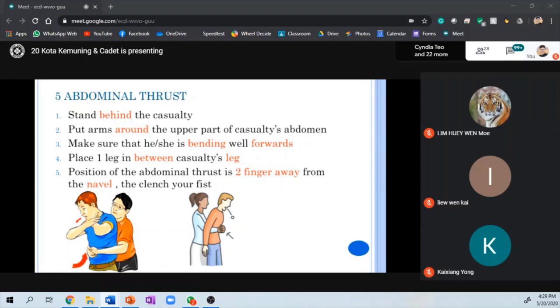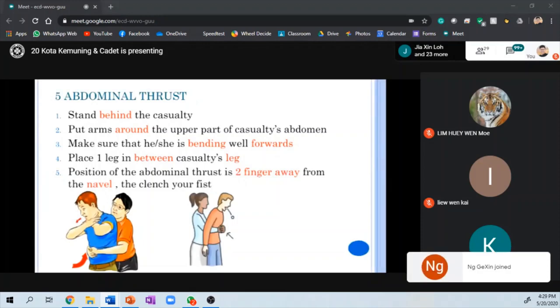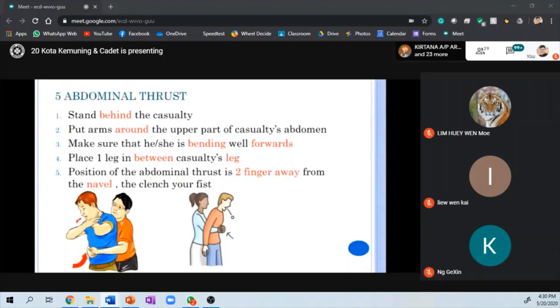Okay, this is the same support as what you know. After you do the five back blows, you need to ask the casualty the two questions again. Can you talk? Can you cough it out? And then can you breathe? Ask again. Okay. After the five back blows, if still cannot, you need to just proceed to the abdominal thrust.